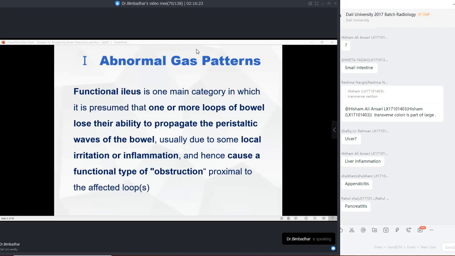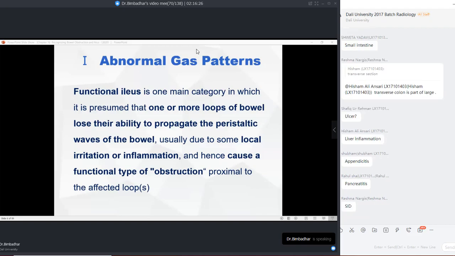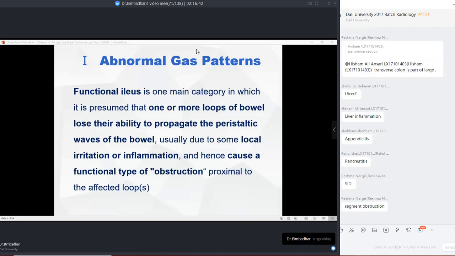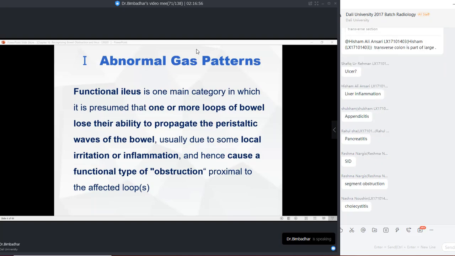Pancreatitis, okay. One of the good reasons is that she has a positive Murphy sign. What is SID, Reshma? What is SID? Of course, it has got segment obstruction, that is true. But I'm asking you, it might be happening because of inflammation. Are you calling it ileitis, or is it happening because of something else?